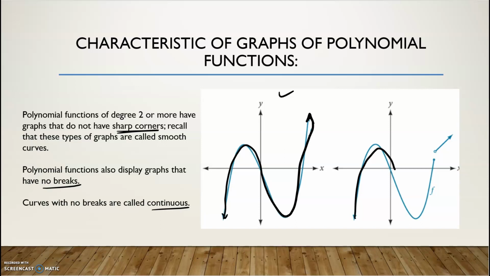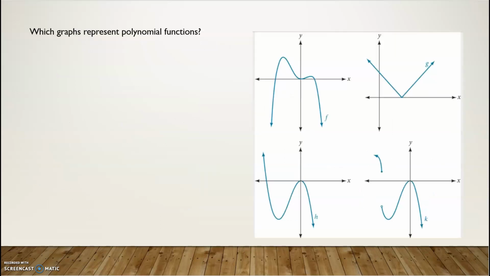Whereas this one right here, it is smooth, but it is not continuous. So this is not a polynomial. So let's see which one of these are polynomial functions. So this first one here, it is smooth. So it has no breaks and it's continuous. There's no sharp corners, there's no breaks. So this one is a polynomial.